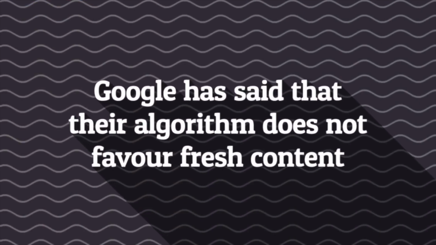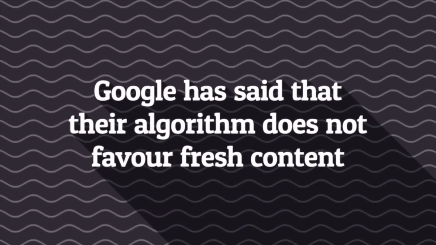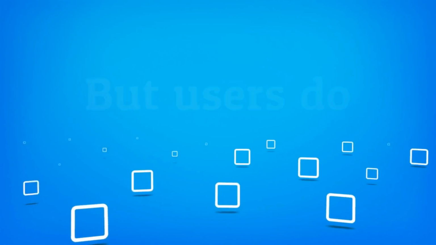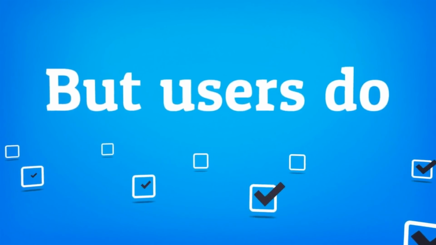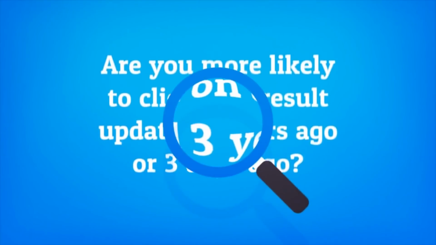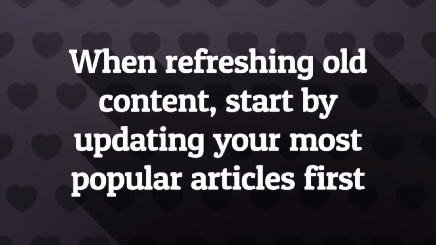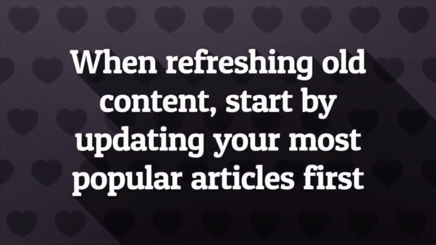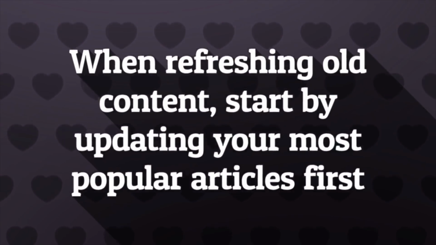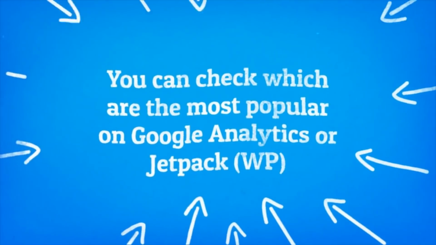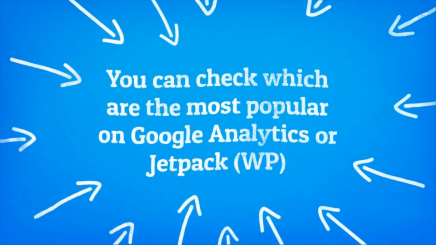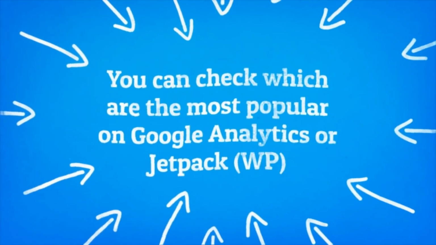Google has said that their algorithm does not favor fresh content, but users do. Are you more likely to click on a search result that was updated 3 years ago or 3 days ago? When refreshing old content, start by updating your most popular articles first. You can check which are the most popular on Google Analytics or Jetpack for WordPress.